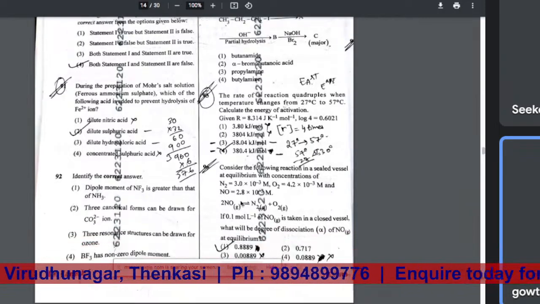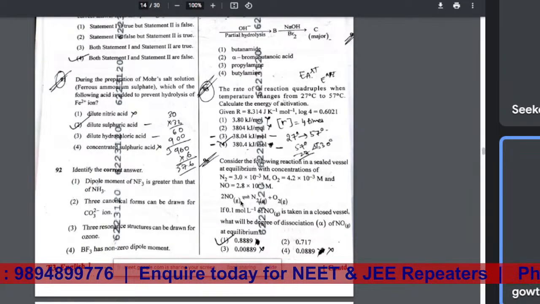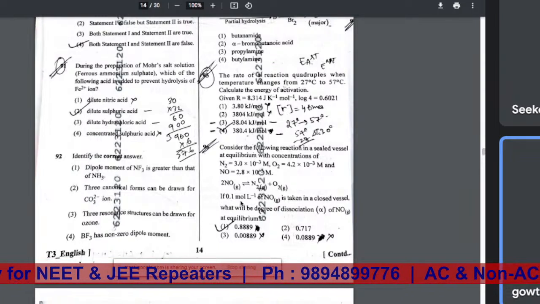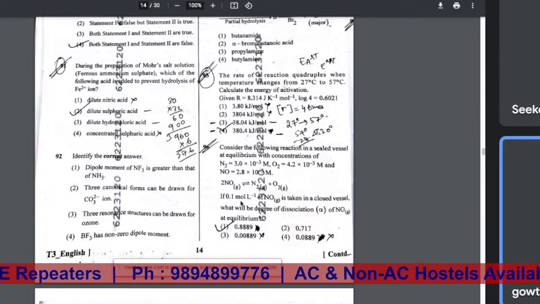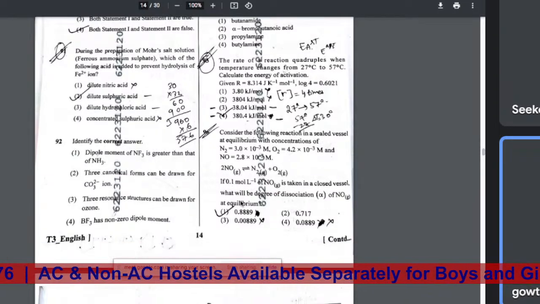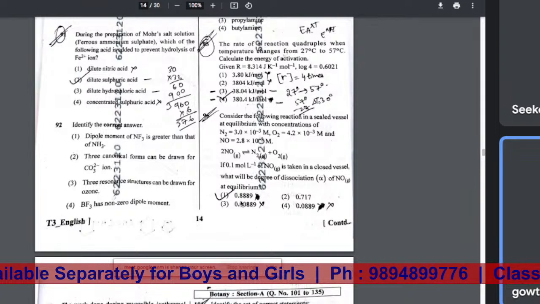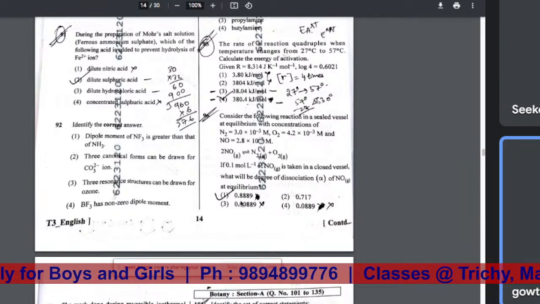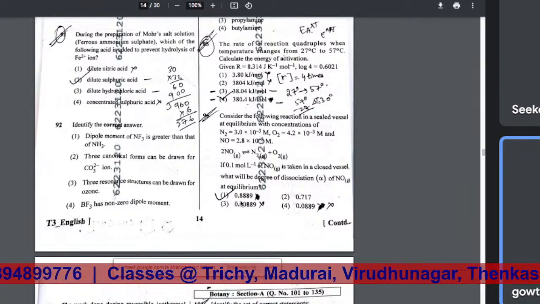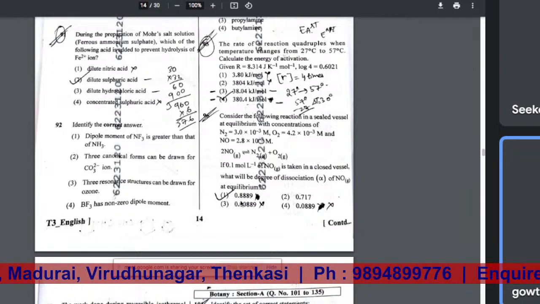Okay. Now, question number 96. Consider the following reaction in a sealed vessel at equilibrium with concentration of N2 3 into 10 power minus 3 molar, O2 4.2 into 10 power minus 3 molar, and NO 2.8 into 10 power minus 3 molar. The reaction is 2NO gives N2 gas plus O2 gas. If 0.1 mole per liter of NO is taken in a closed vessel, what will be the degree of dissociation alpha of NO at equilibrium? So the correct answer is the second option, 0.717.